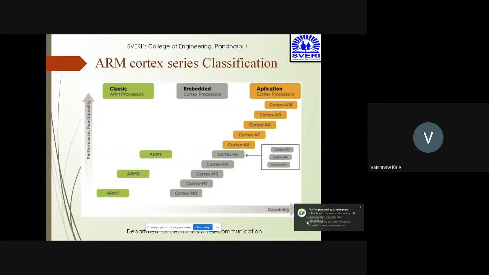And this is how the performance, functionality versus capability of ARM Cortex is given. So you can see that there is a rise of Cortex M0 to M4, then there is Cortex R, so R7, R5, R4, then Cortex A5, A7, A8, A9, and A15. And here the embedded Cortex processor, application Cortex processor is that one, whereas the embedded processors are ARM7, ARM9, and ARM11. So these are the two different types of classifications we can see here.